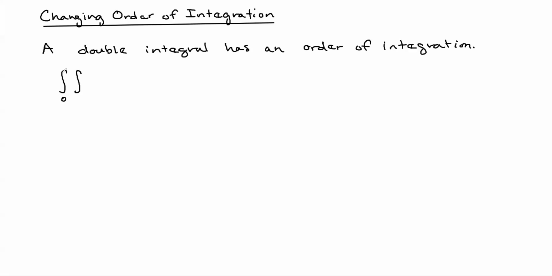So suppose we have a double integral. The outer bounds are 0 to 1. The inner bounds are labeled 0 to x. We have some function, and then we have dy dx. So the order of integration is defined by this dy dx. All right, so this says to integrate with respect to y and then to integrate with respect to x.